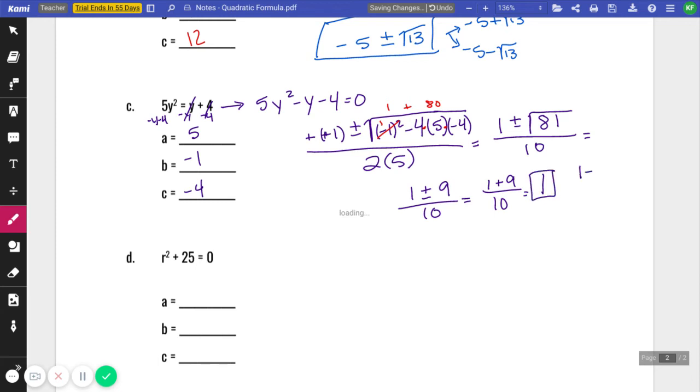And then I would also have 1 minus 9 over 10. 1 minus 9 is -8 over 10, and that simplifies one more time to -4 fifths. -8 over 10 simplifies to -4 fifths. So my 2 solutions for this problem are 1 and -4 fifths.